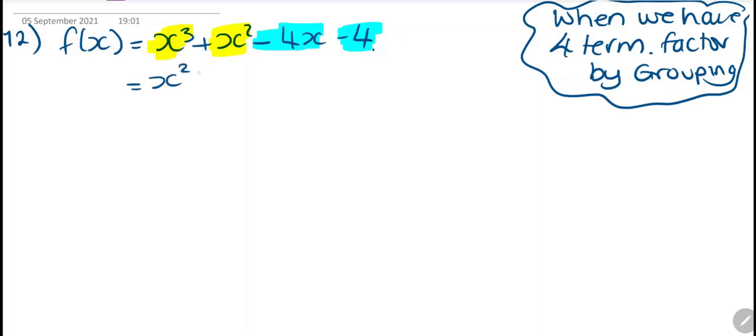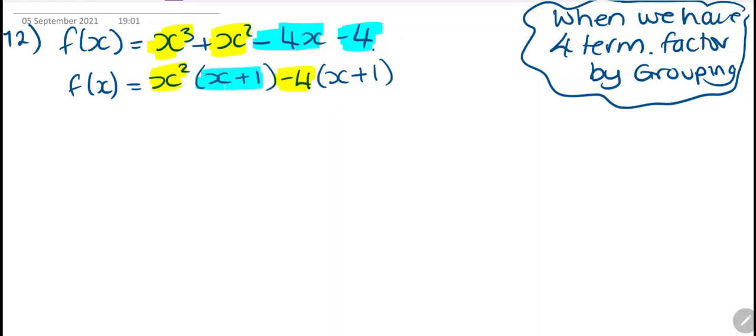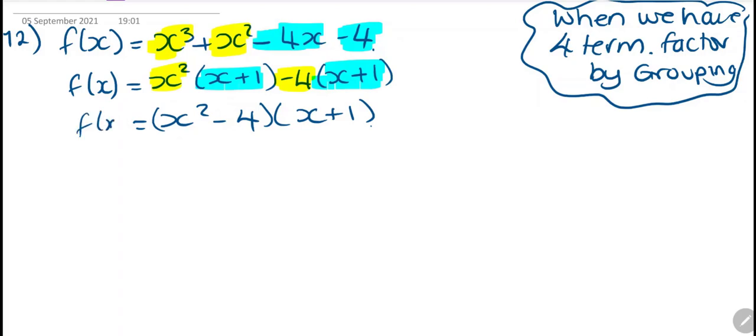If we do that, this will leave us with x plus 1. We can factor by minus 4, and this will leave us with x plus 1. So we can have a minus. Now let's combine these terms first, and these are the same. So we have x squared minus 4, and we have x plus 1. So now we need to set these equal to 0.